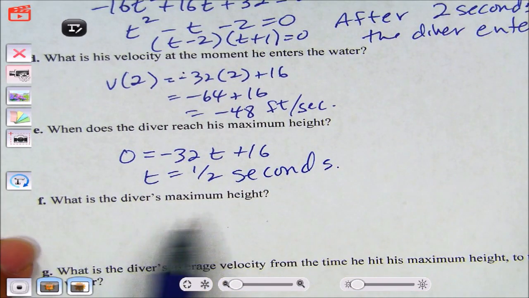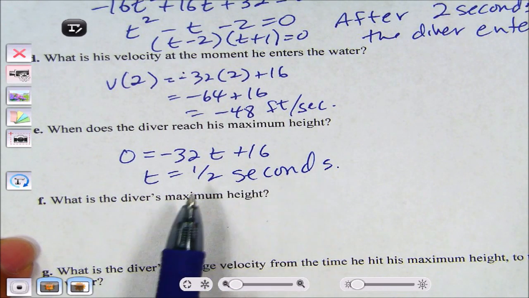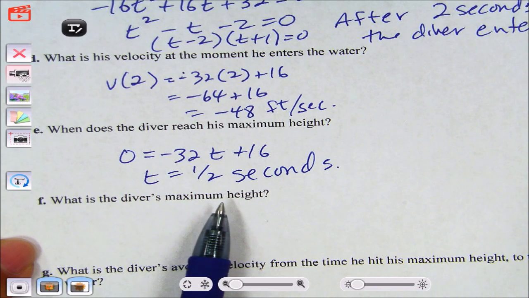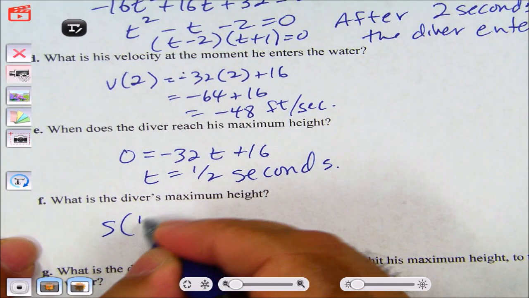And what is the diver's maximum height? So I use the derivative to find out when he reaches that maximum height. Now I use the position to find out what the actual height was. Oh, so S of 1/2. Right. S of 1/2.